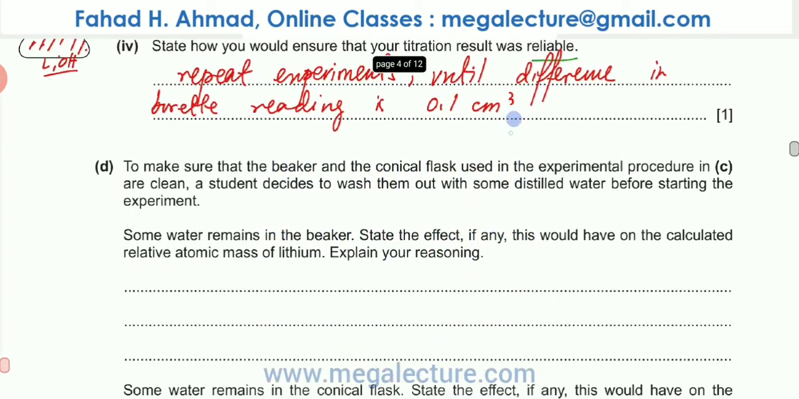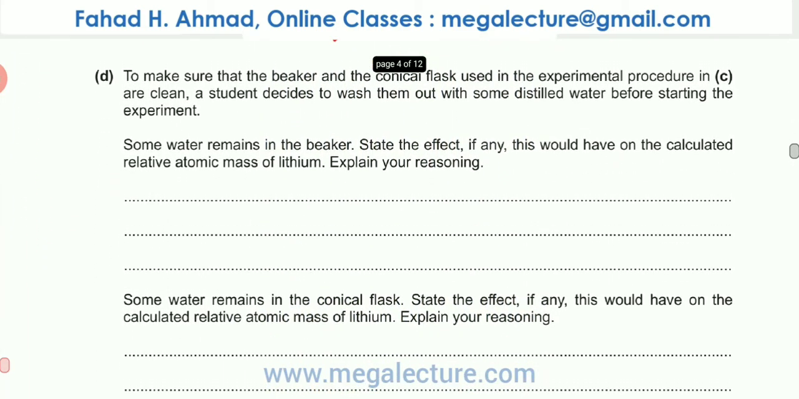Let's move to the next part of the question, part D. It states: to make sure that the beaker and the conical flask used in the experimental procedure in C are clean, a student decides to wash them out with some distilled water before starting the experiment. Now, some water remains in the beaker. State the effect, if any, this would have on the calculated relative atomic mass of lithium. Explain your reasoning. So, listen carefully again. What is the error? That some water remains in the beaker.